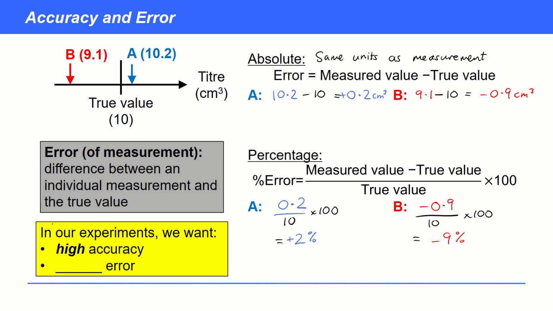So just in summary, in our experiments we want high accuracy, and what that means is we want low error. And really we're looking at the percentage error there. 5% is good. Well, we're going to see in subsequent videos really what good is. It depends on the situation that you're in, but depending on the field you're in, 5%, 10% would be a reasonable error.